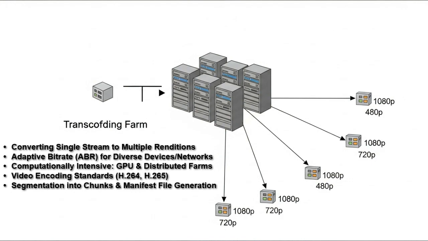Transcoding is computationally intensive, often leveraging GPU acceleration and distributed transcoding farms, converting formats like H.264 or H.265. Each rendition is then segmented into small, fixed-duration chunks, typically 2 to 10 seconds, and indexed with manifest files. This segmentation is fundamental for protocols like HLS and DASH, enabling efficient caching and adaptive delivery. This step ensures that a stream is playable on everything from a 4K TV to a mobile phone on a 3G connection.